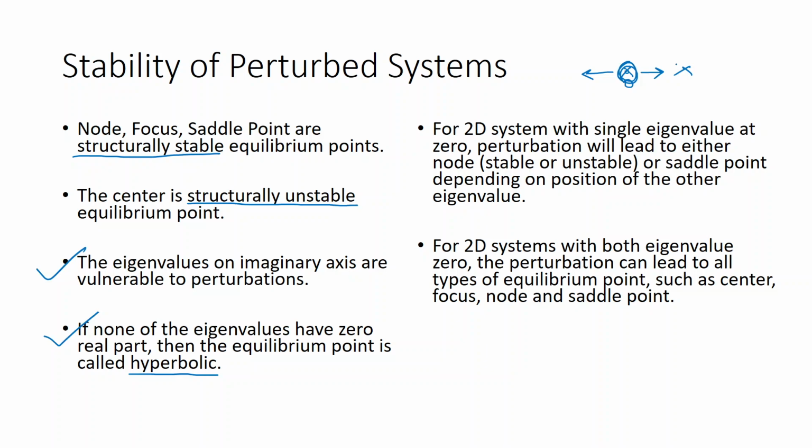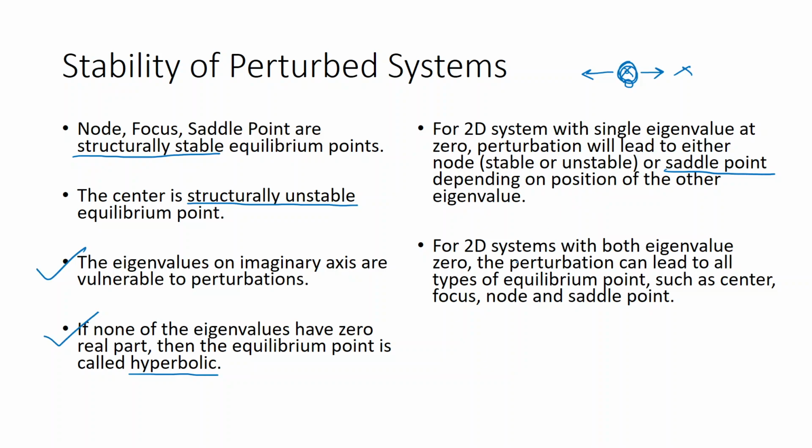If it shifts to the same side as the other eigenvalue, then it will be a node. If both are in the right half plane, it will be an unstable node. If both are in the left half plane, it will be a stable node. Another case is that the eigenvalue shifts to the side opposite to the other eigenvalue. In that case, it will become a saddle point. Depending on the position of the other eigenvalue, these sorts of phenomena can be exhibited.